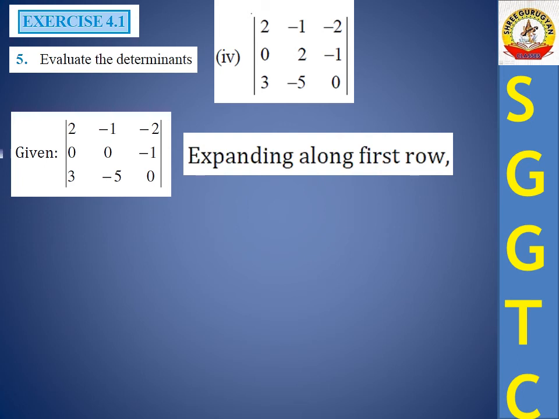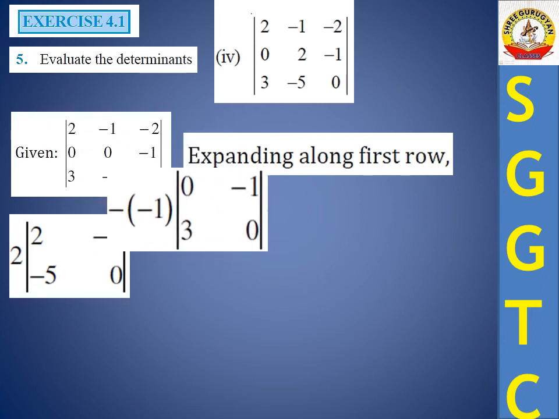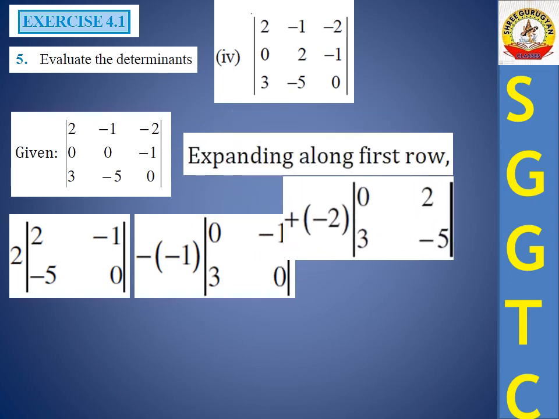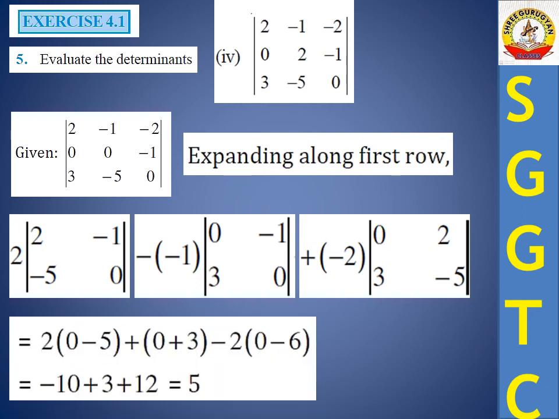So first I utilize 2 and the remaining values after taking it are 0 minus 1, minus 5 0. Same as minus 1 with 0 minus 1, 3 0, and at the last 0 2, 3 minus 5. And then after utilizing principal diagonals minus secondary diagonals 2 0, minus 5 minus 1, you get the simplification value, and after that you simplify the last value minus 10 plus 3 plus 12 is equal to 5. Yes students, this answer is also for the 1 mark questions.